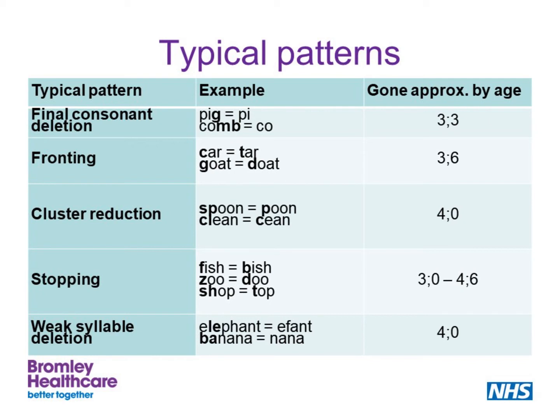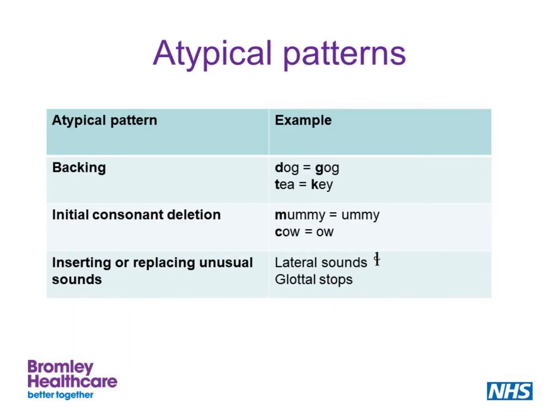When a child shows typical patterns beyond these ages, they would usually be diagnosed with a speech delay by a speech therapist. Then you have atypical patterns like backing, initial consonant deletion, and the use of unusual sounds. There are no age norms for these patterns as they aren't part of typical development. The first example on here is backing. This is when front sounds like t and d are replaced by back sounds k and g. So saying gog instead of dog, and saying key instead of tea.